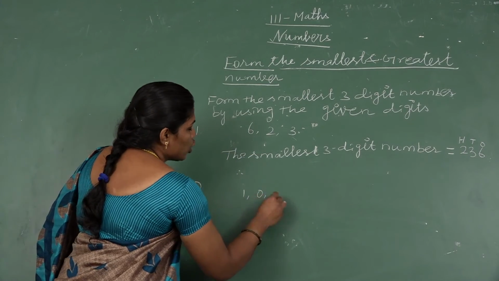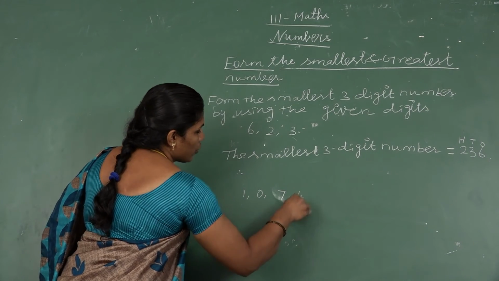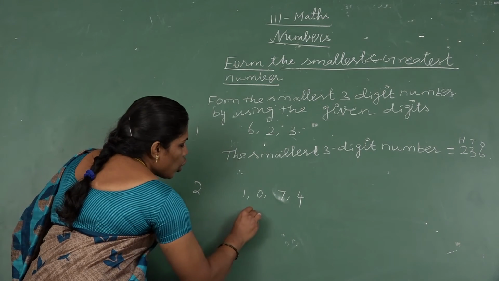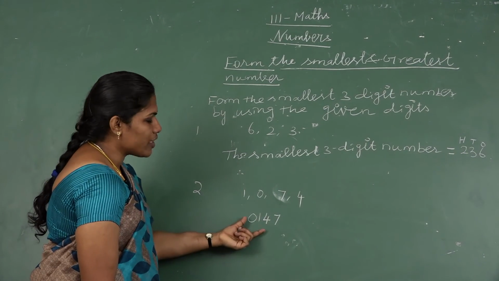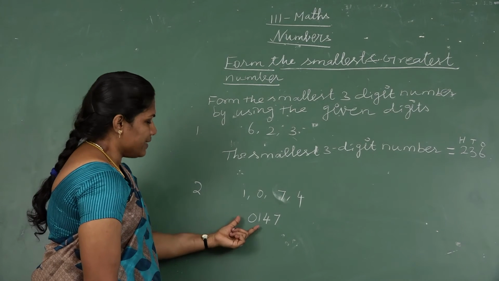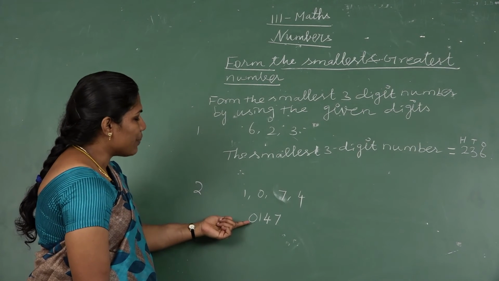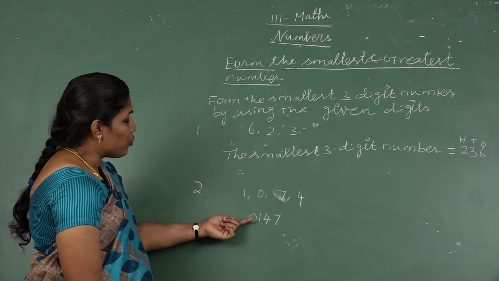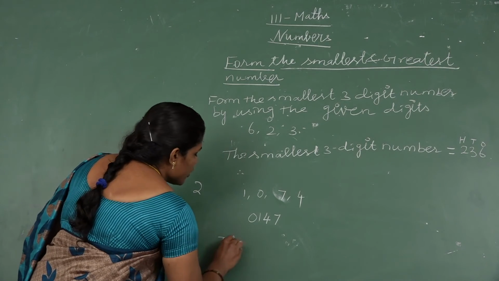Another example: 1, 0, 4, 7. Among these numbers, which is the smallest? 0, 1, 4, 7. Is this the smallest 4-digit number? No. A 0 at the beginning of a number has no value. You put the 0 at the second place from the left. The smallest 4-digit number.